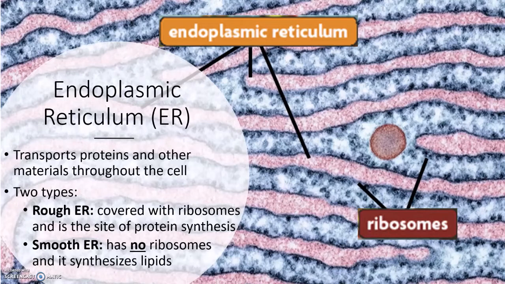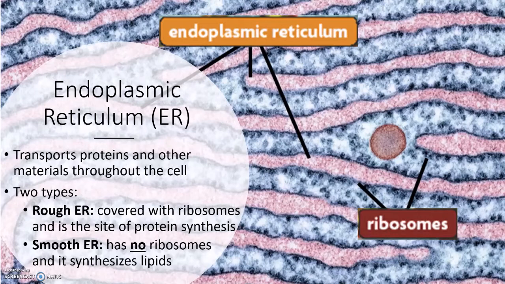There are two types of endoplasmic reticulum. We have the rough ER, and it's called rough because it is covered with ribosomes. All of these dots that you see here that are on the ER itself, that makes it the rough ER, and it looks really bumpy under the microscope, so that's where its name comes from. This is the site of protein synthesis because ribosomes are making proteins, as we'll discuss in a minute.